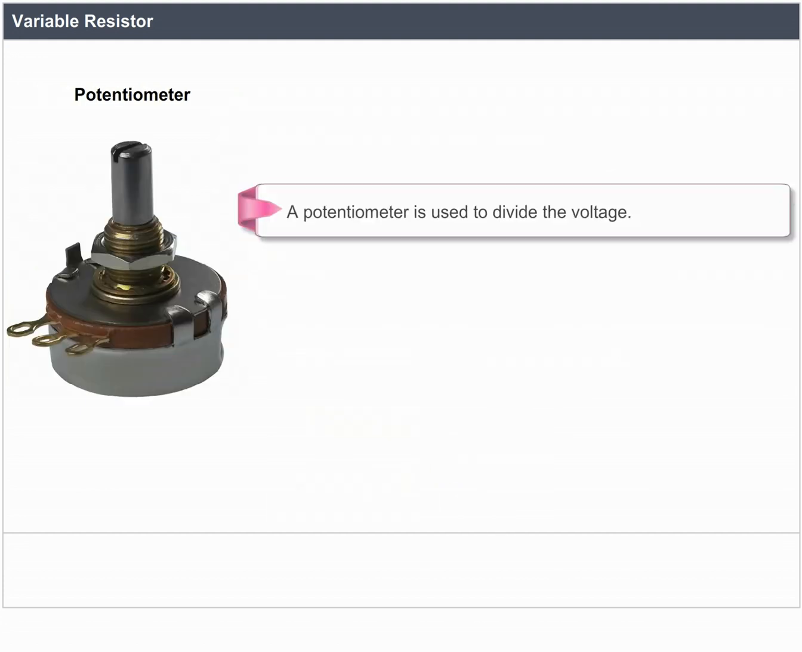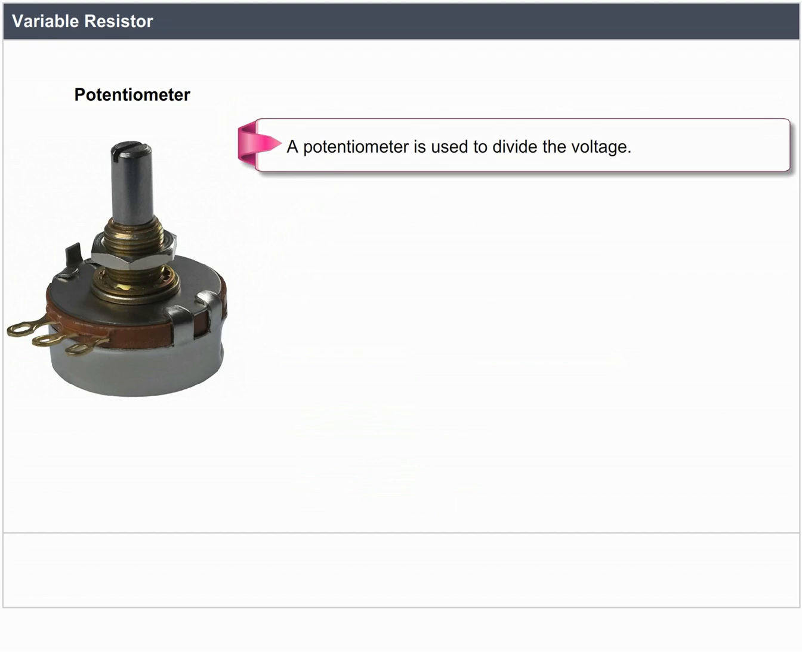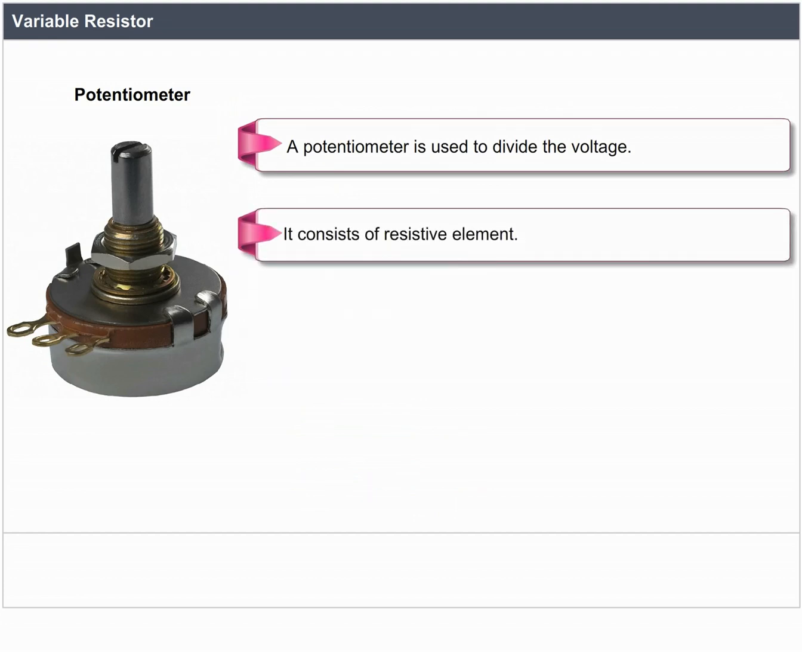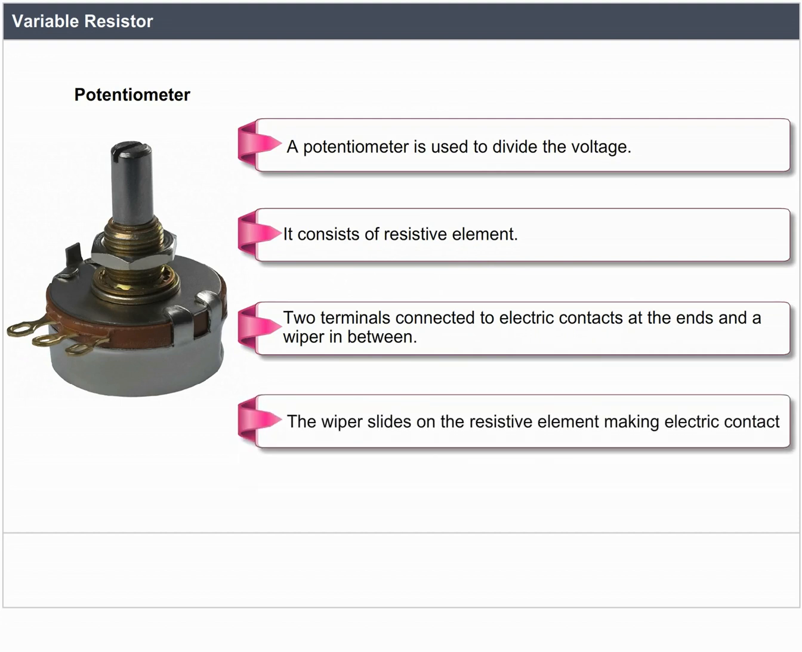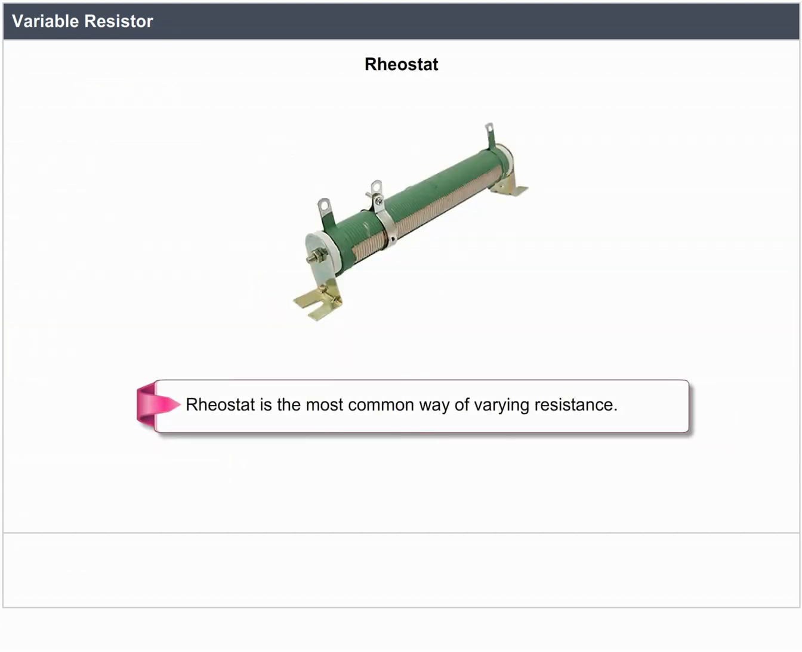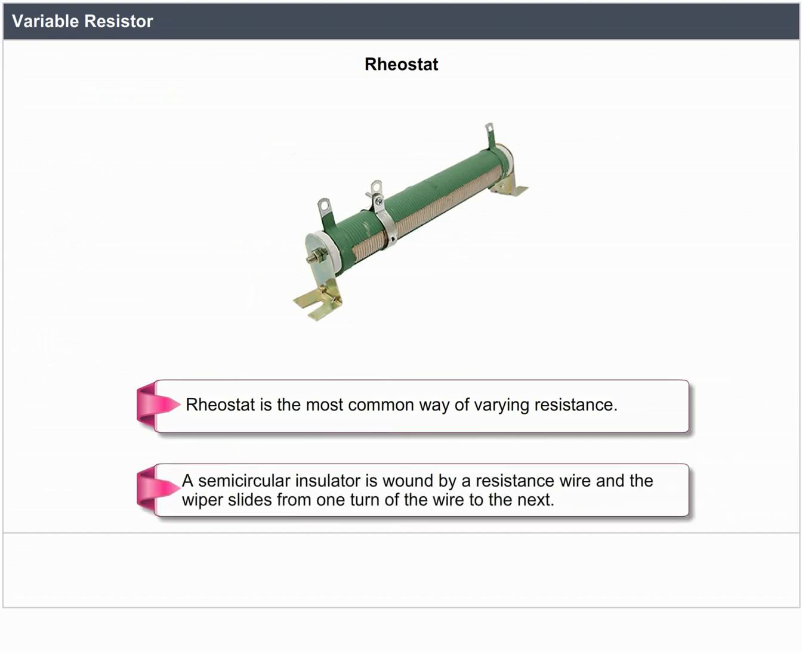A potentiometer is used to divide the voltage. It consists of resistive element. Two terminals are connected to electric contacts at the ends and a wiper is in between. The wiper slides on the resistive element, making electric contact. Rheostat is the most common way of varying resistance. A semicircular insulator is wound by a resistance wire, and the wiper slides from one turn of the wire to the next.